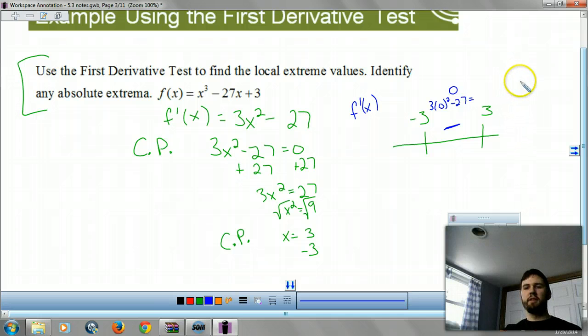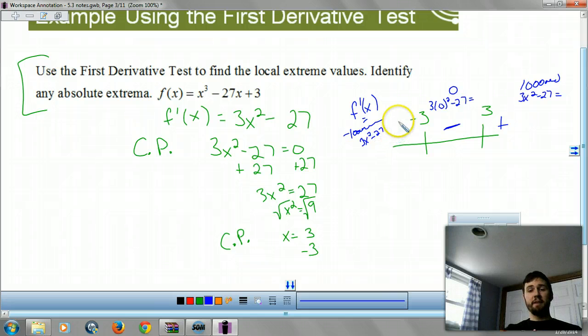Now let's plug in a number that's bigger than 3. Let's plug in 100,000 million. When I plug that into my derivative function, that's going to be positive, because 100 million squared is huge, so it's going to be positive. Now let's plug in our point over here. Let's plug in negative 1,000 bazillion million and plug it into our derivative.